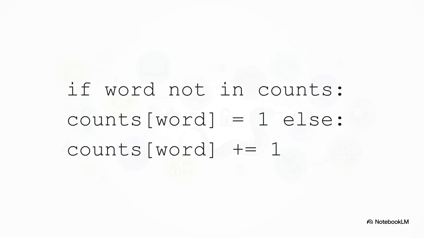Seriously. "if word not in counts", well, that's us asking the question. "counts[word] = 1". That's us starting the count for the first time. And "counts[word] += 1". That's us just adding to the old count. The code is the logic.